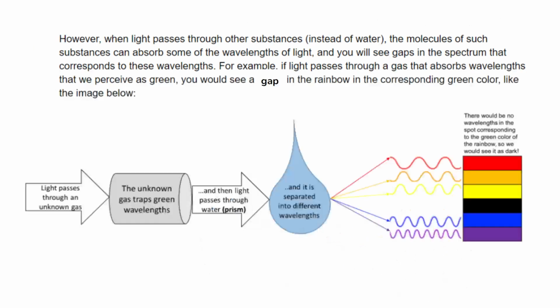And now scientists figured out that if you pass light through a gas first, any gas, and then split it into the colors of the rainbow, you'll see black lines in the rainbow. That's because different types of gases actually absorb different wavelengths of light. In this case, this particular gas absorbed the green wavelength of light, and that's why in the rainbow we don't see green, but instead we see a black line.